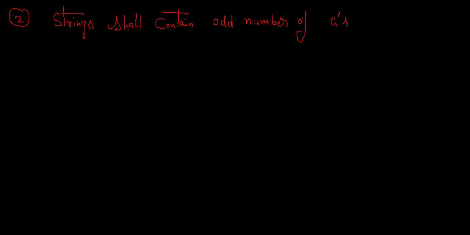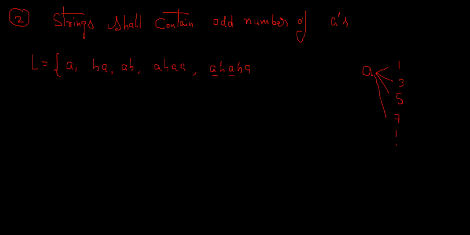Now the next problem is the string shall contain an odd number of A's. For an odd number of A's, the minimum is 1, and then 3, 5, 7, and so on. Irrespective of B's, B's may come anywhere. So what is the language of strings? The minimum string is A, BA or AB, AAA, ABABA. Odd number of A's: 1, 2, 3, and so on. You can form any number of strings because the language is infinite.